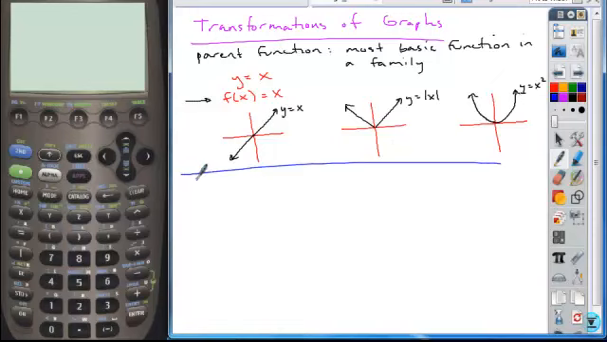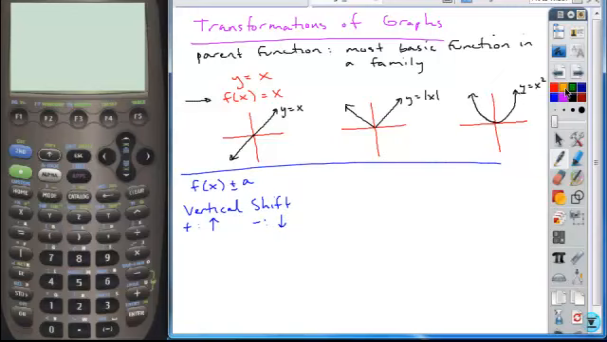Okay, so the first transformation we're going to look at is adding or subtracting something to the outside of our function. When you add or subtract a value outside of a function, you get a vertical shift. Plus means you go up a units, minus means you go down a units.